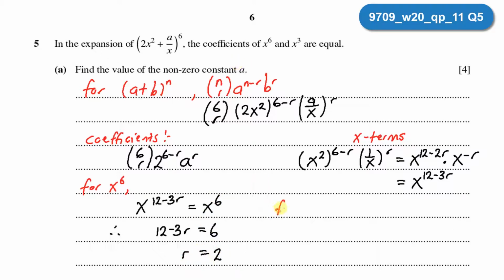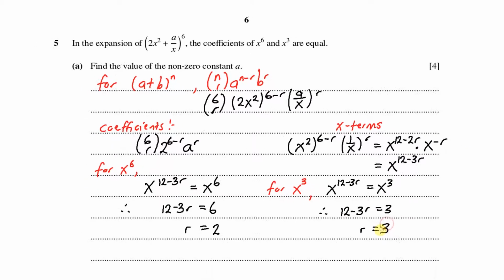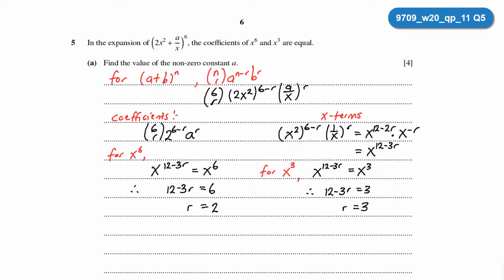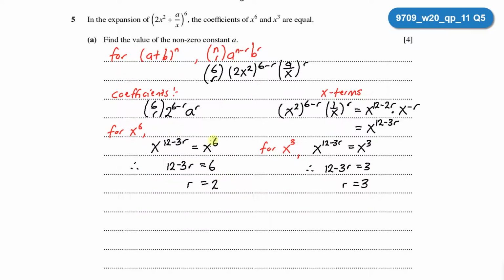And now for x to the power of 3, for x cubed, the x term, which is x to the power of 12 minus 3r, should be equal to x to the power of 3, which therefore translates to 12 minus 3r being equal to 3. So if we solve for r from this small equation, we get r coming out as 3. So we now know the value of r for the term in x to the power of 6 and the term in x cubed.